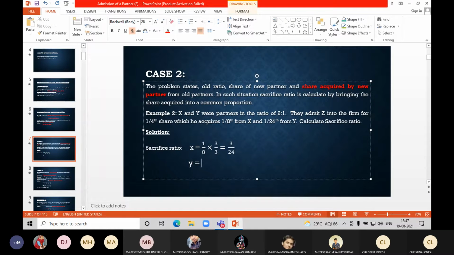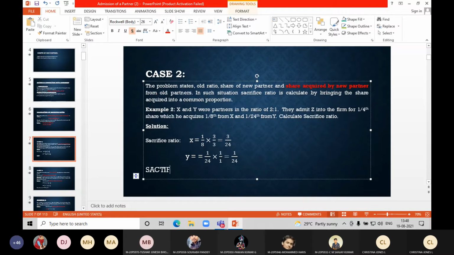So I've just made it into a common proportion. Same thing for Y now. How much is Y's share? 1 by 24. It's already the same. LCM is 24. 24 into 1 will give me 24. The same 1 I'll multiply above. 1 into 1 is 1. That's it. Now both of them are in common proportion. Both the denominators are the same. Now you can represent in ratio. So sacrifice ratio will be 3:1. They had given you the sacrifice in fractions, and we just converted and written it as a ratio.